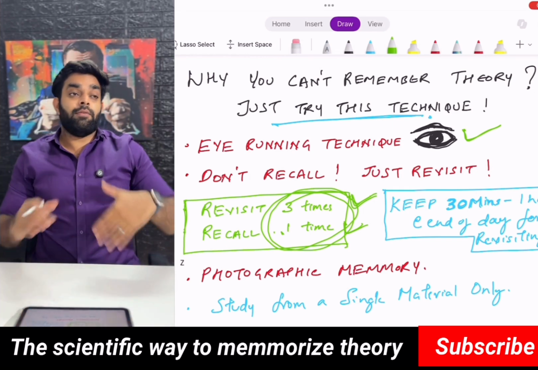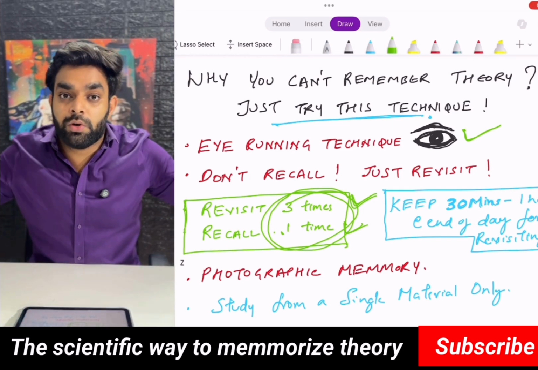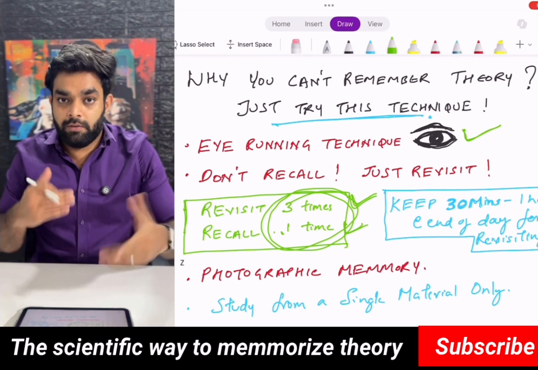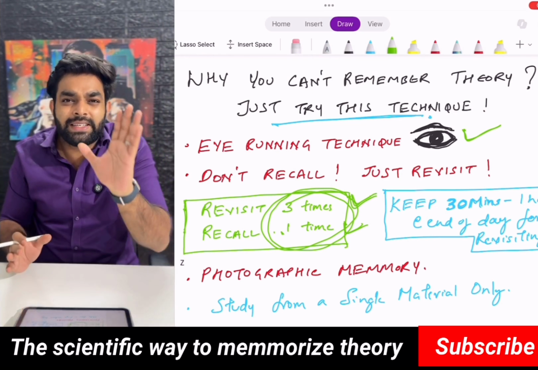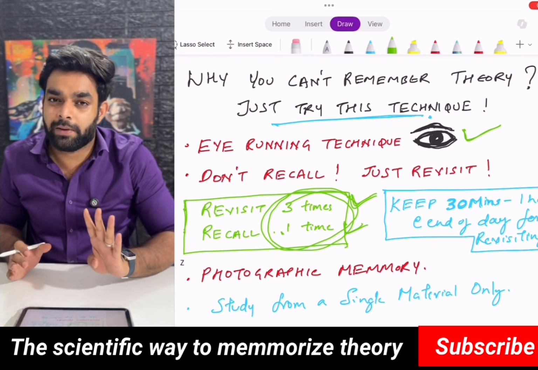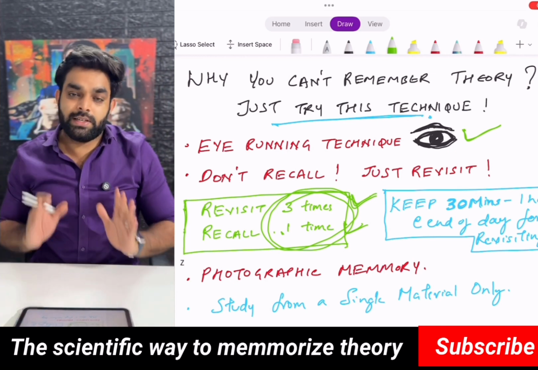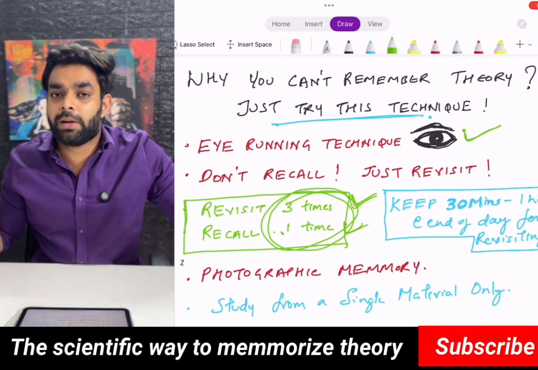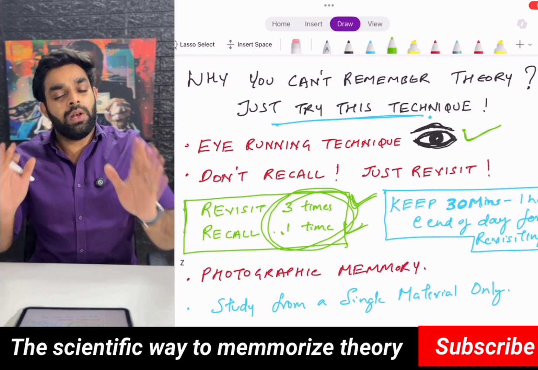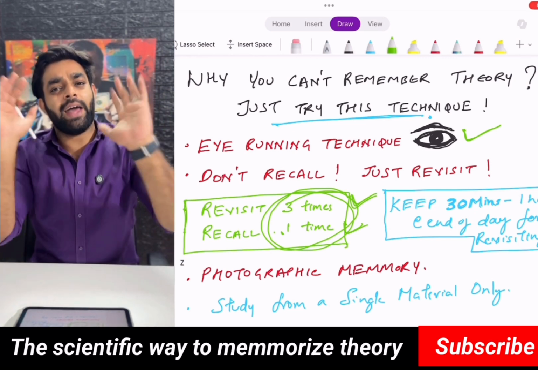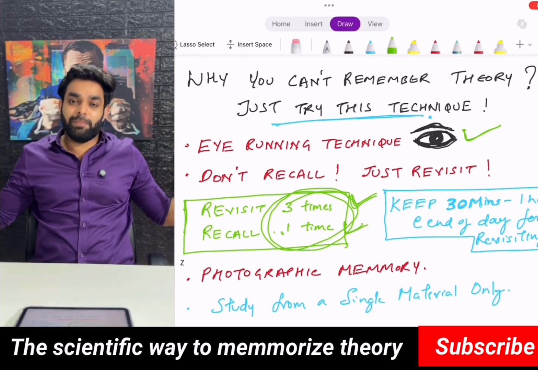And don't use this technique for the entire audit syllabus. Like 10 chapters, don't use this technique because it will become very complex. Use this only for the toughest chapters. Take like 4 chapters in auditing and 2 chapters in law. The toughest chapters which you cannot remember, use this technique. And this will work, bro. I'm guaranteeing you that, because this has worked for me.